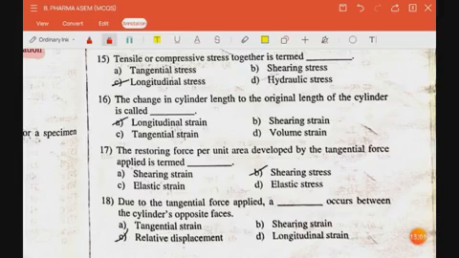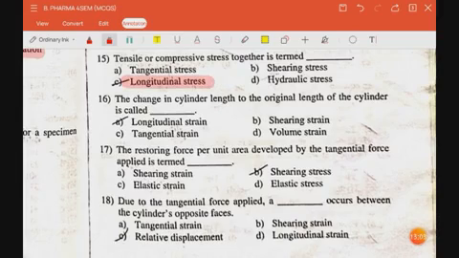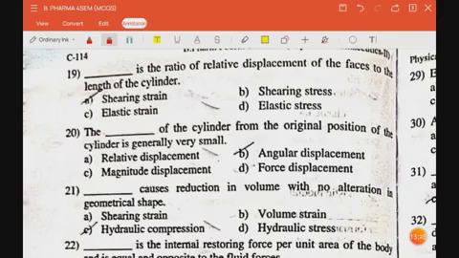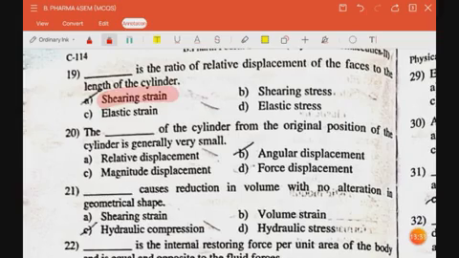The next question is what is the SI unit of stress? The answer is Pascal. Tensile or compressive stress together is termed as longitudinal stress. The next question is change in cylinder length to the original length of the cylinder is called the longitudinal strain. The next question is the restoring force per unit area developed by tangential force applied is termed as shearing stress. The next question is due to the tangential force applied, a dash occurs between the cylinder's opposite faces. The answer is relative displacement. Of relative displacement of the faces to the length of the cylinder, the answer is shearing strain.